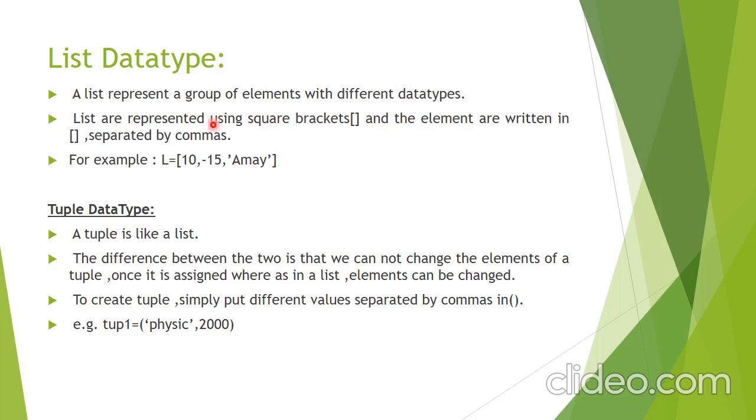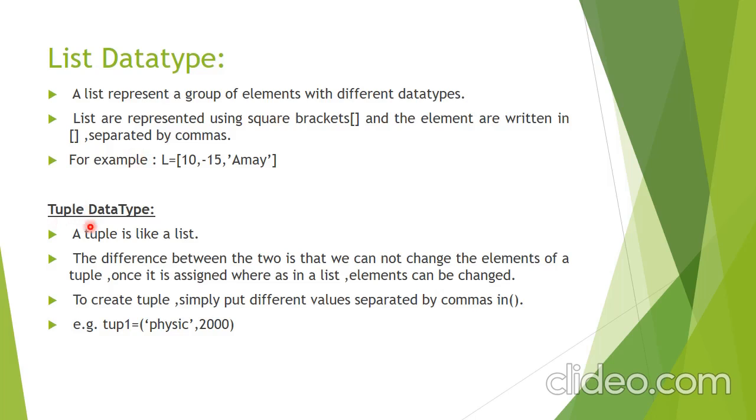So lists are represented using square brackets. Whenever I write a list, I write the elements between these square brackets. For example, you can see L equal to 10, minus 15, and so on. So these are examples of a list. I have used integers and I have used strings. In the next chapter we will discuss how to use lists in our programming language.